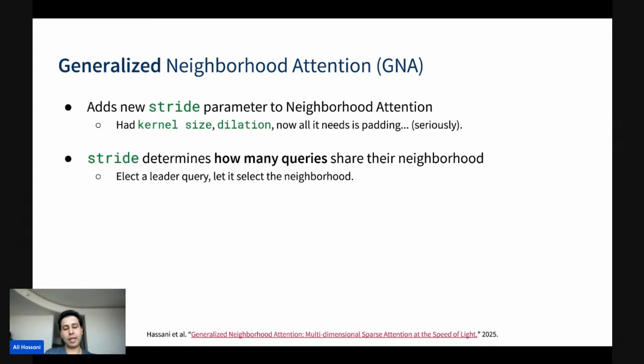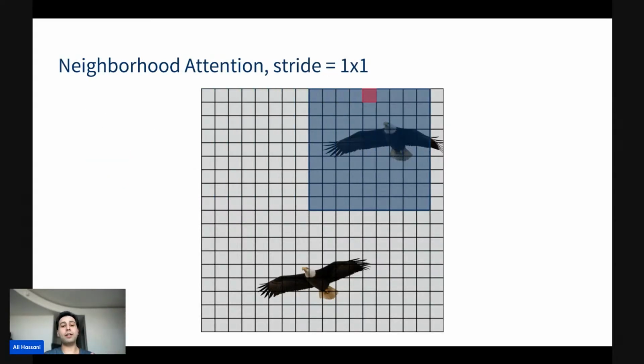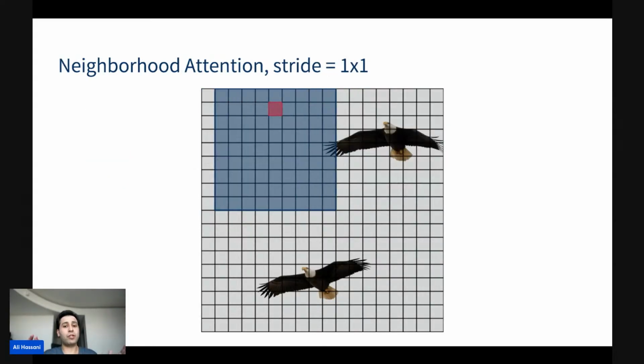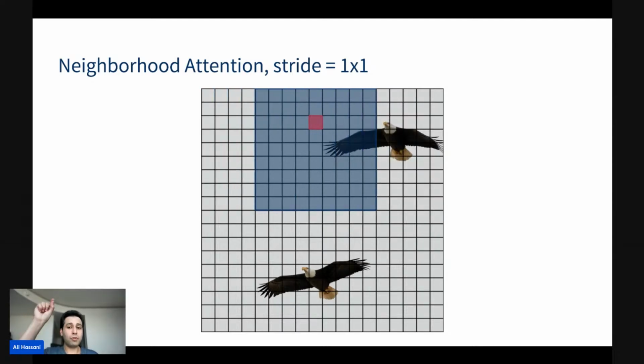But another way of looking at it is that it groups queries together in that multidimensional space that we live in. And then those queries get to attend to the same window. So they are forced to share their neighborhood. The implication of that is if your stride is 1, then your query groups are just made of one query each. So you'll still have standard neighborhood attention.